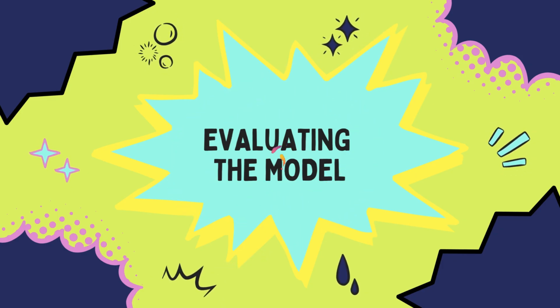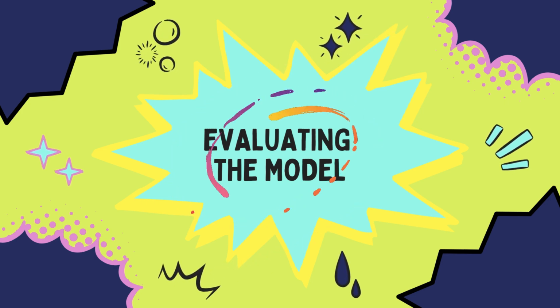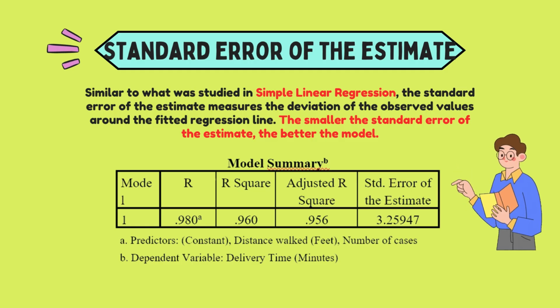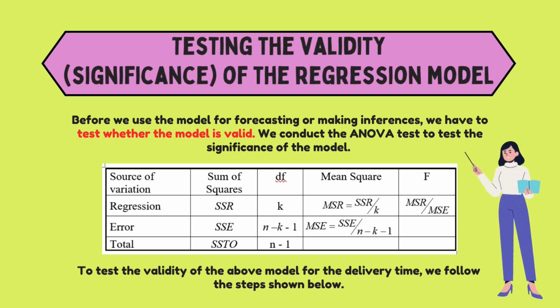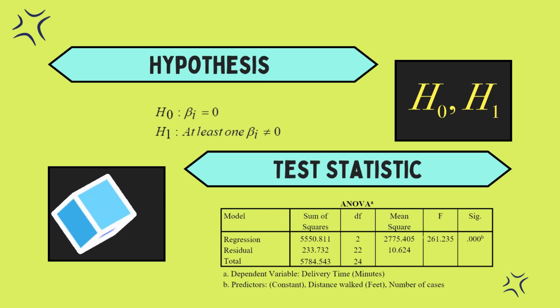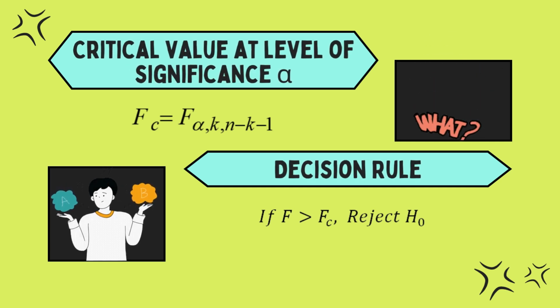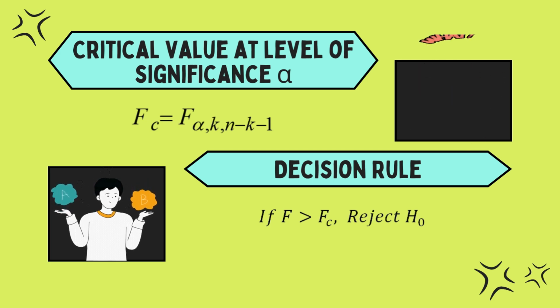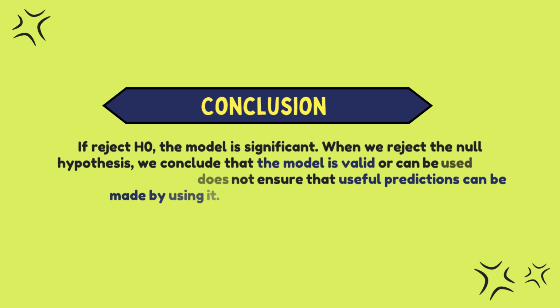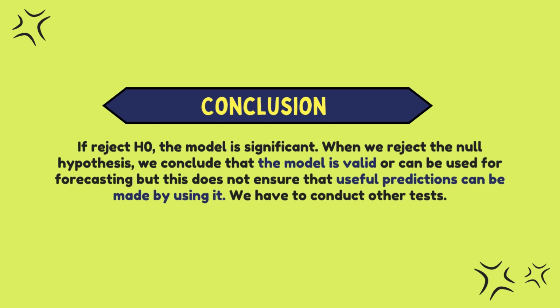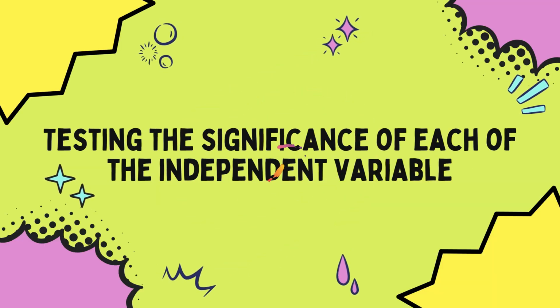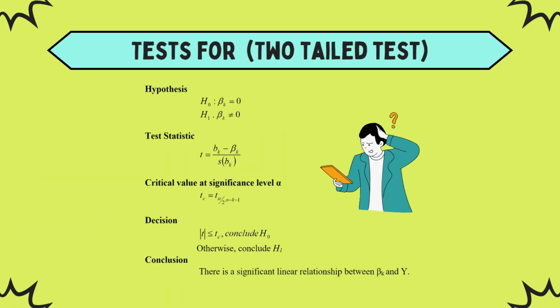To evaluate the multiple linear regression model, several important statistic values can be applied, such as: 1. The standard error of the estimate. 2. Hypothesis testing, for testing the validity. 3. Hypothesis testing for each independent variable.